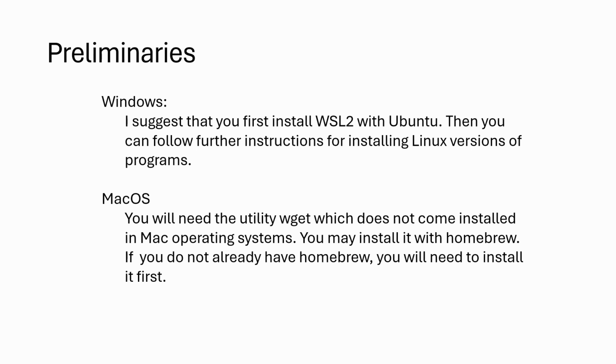If you have a Mac computer, a common problem is that the utility wget is not already installed. You can install it with Homebrew, but Homebrew is not already installed. So you should first install Homebrew and then install wget.